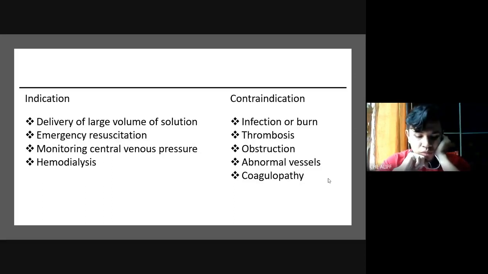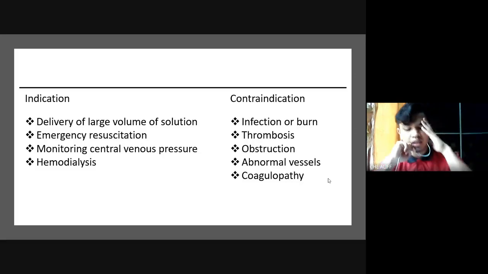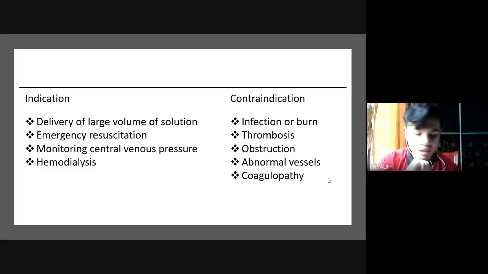It is also good for monitoring central pressure, for example if we want to estimate the right atrial pressure. Because of that, we can use it to assess cardiac preload and volume status in critical inpatients, assist in the diagnosis of right heart failure, and guide fluid resuscitation.